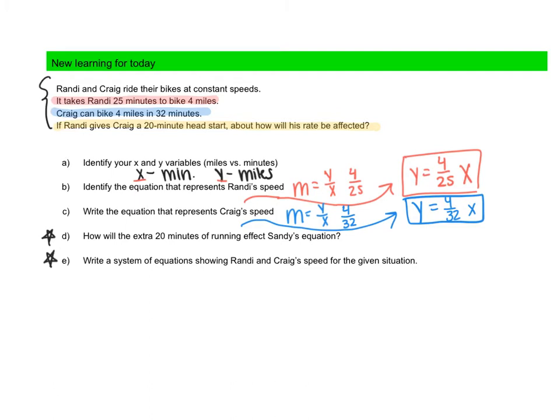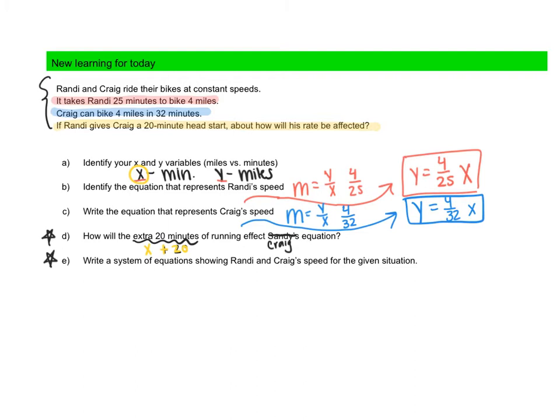So just real quick, there is a typo here. It says, how will the extra 20 minutes of running affect Sandy's equation? This is supposed to say Craig's, because Craig gets a 20-minute head start. So looking at Craig's equation right here in blue, it's going to affect that. So what's going to change? Well, you get extra time, then we're going to be adding that time. You get 20 more minutes to run. Now, if we're doing 20 more minutes, then what variable are we adding that to, x or y? Well, x represents our minutes, so it's going to be x plus 20.